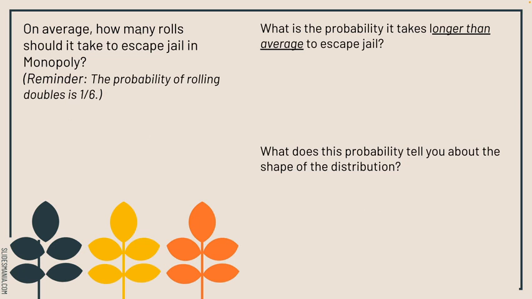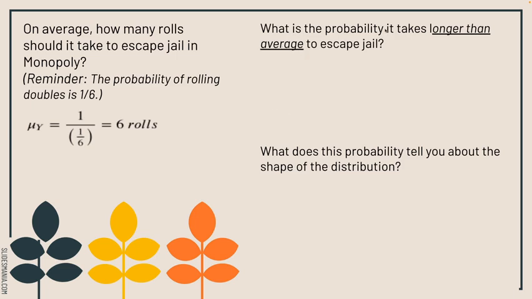Okay, so on average, how many rolls should it take to escape jail in Monopoly? Remember, the probability of rolling doubles is 1/6. So we would do 1 over 1/6, which is 1 over p, which is 6. So 6 is our mean number of rolls. Sounds like a lot. You're going to have to sit out 6 times to finally get back in the game, because you'll be sitting in jail.